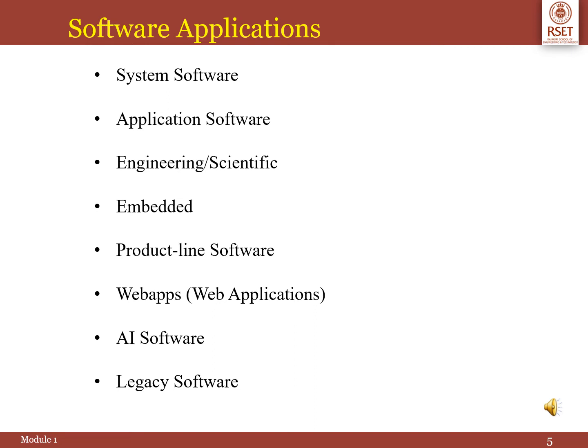Sixth one is the web apps or web mobile application. This network-centric software category spans a wide array of applications and encompasses the browser-based apps. The seventh one is the artificial intelligence software, AI software. Make use of non-numerical algorithms to solve complex problems that are not amenable to computation or straightforward analysis. Next is the legacy software. We will see the explanation of legacy software in the next slide.